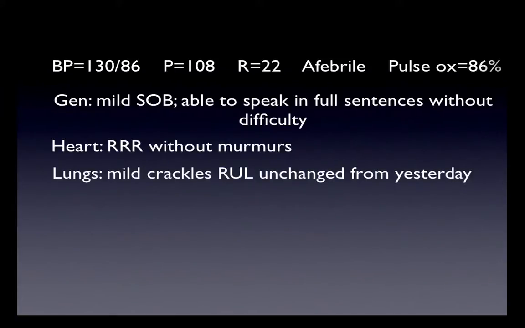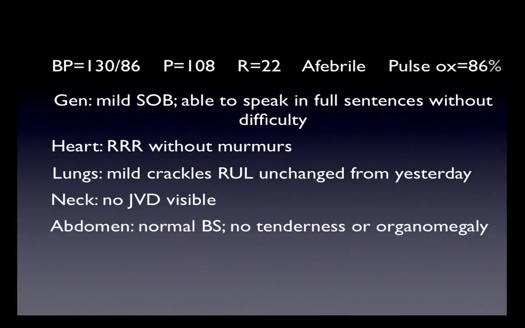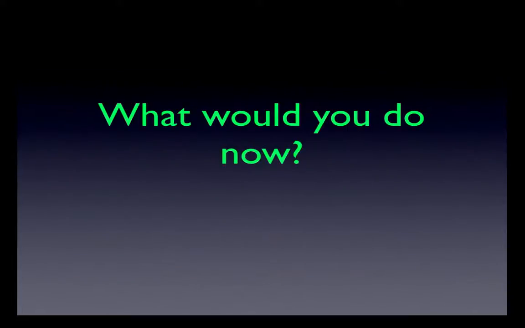His lung exam is unchanged from yesterday, with mild crackles in the right upper lobe, where his pneumonia was seen on the radiograph. There's no JVD. His abdomen is benign, and his extremities reveal no edema. So then we come back to the same question. What would you do now?